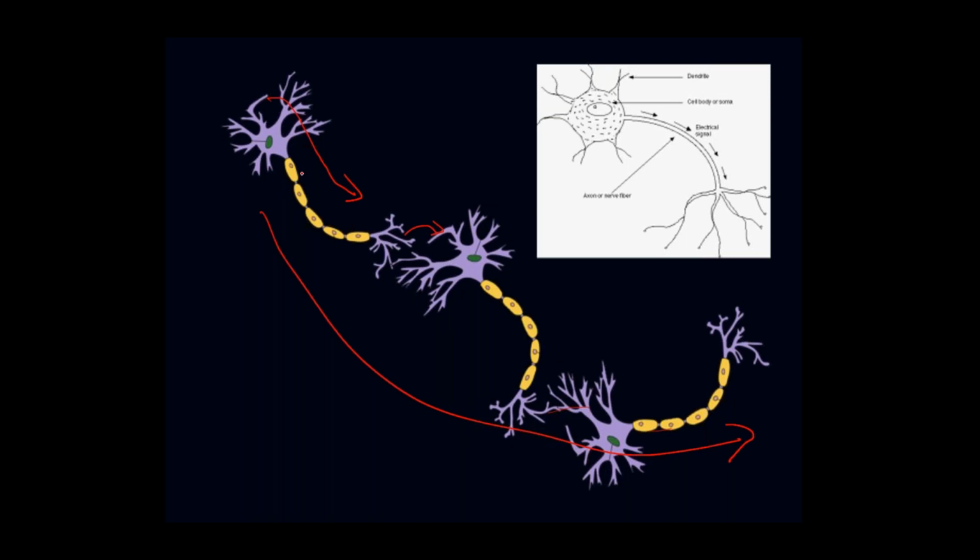Just remember that myelin is actually made by cells, the Schwann cells, which are going to contain fat that is going to accelerate the electrical impulse.